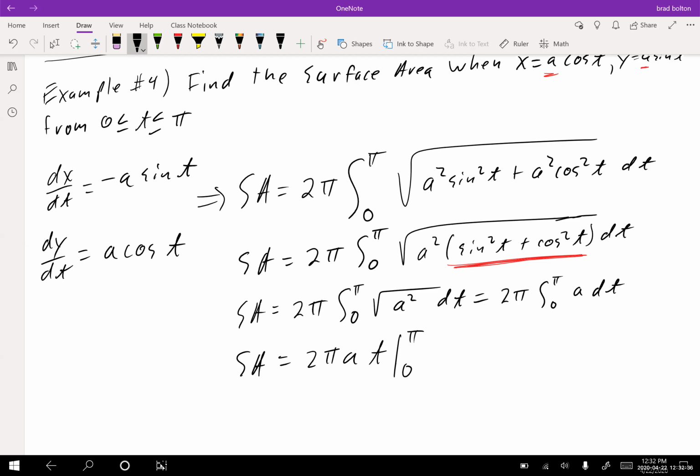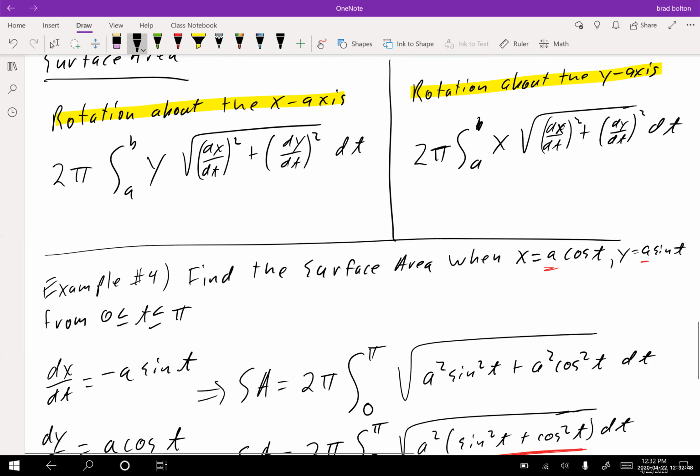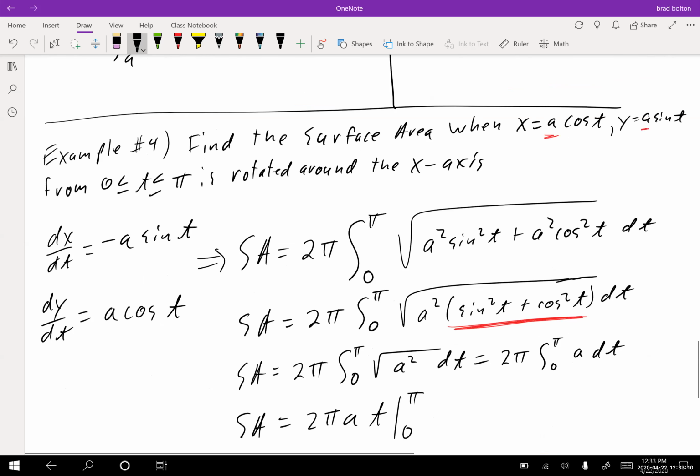I feel like I lost something. Let me just hold on here. Oh, you guys, do you notice my mistake? I made a little silly mistake. I didn't write the formula correctly. Let's look way up here at my formula. We are rotating. I did not tell you that the curve, t from 0 to pi, is rotated around. See, this is why I didn't finish the question. That's a mistake on my part, so let's go back and fix that.